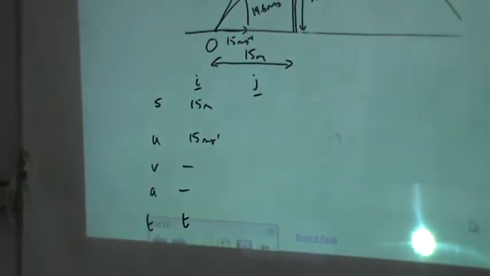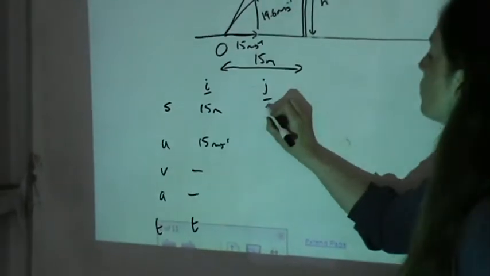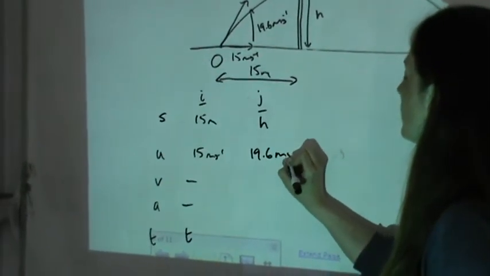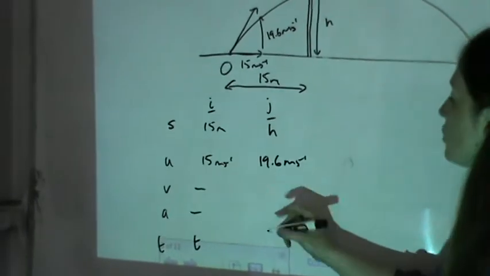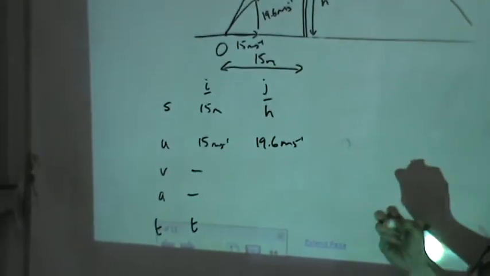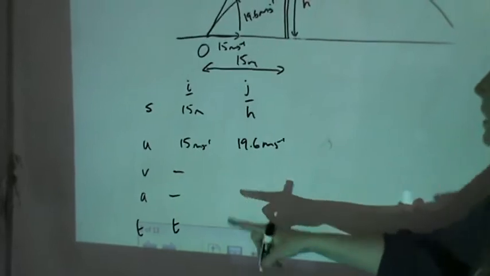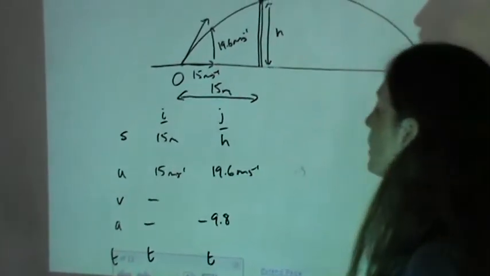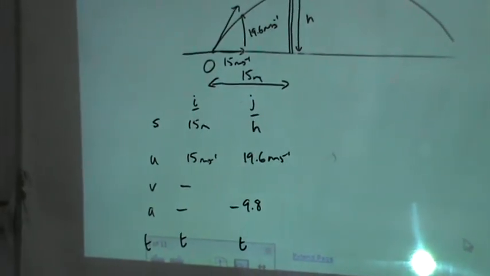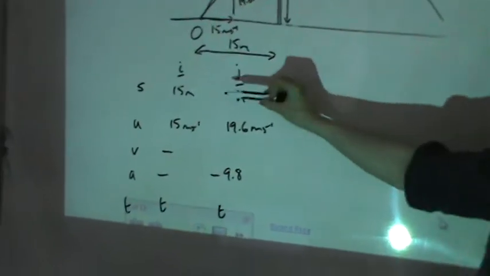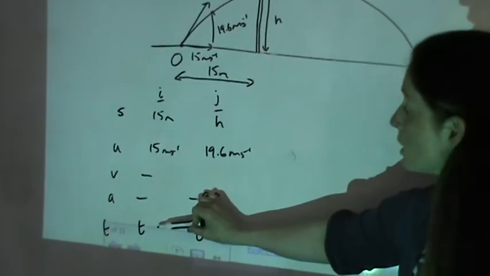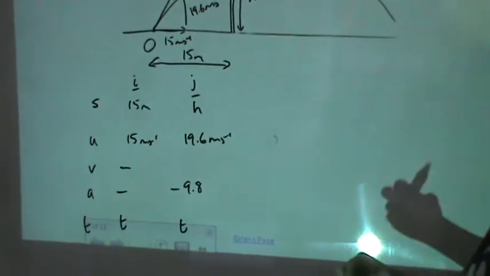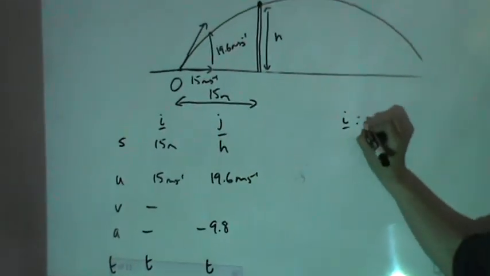Okay, so now we do the same vertically, so we've got a height of h, and we started off with 19.6 metres per second. We don't know what the velocity will be as it passes that point. The acceleration is going to be that due to gravity, so minus 9.8, and we've got time t. Okay, so again, it's the same equations. We've got s equals ut horizontally and vertically, s equals ut plus a half at squared, using these things. So let's write those out.